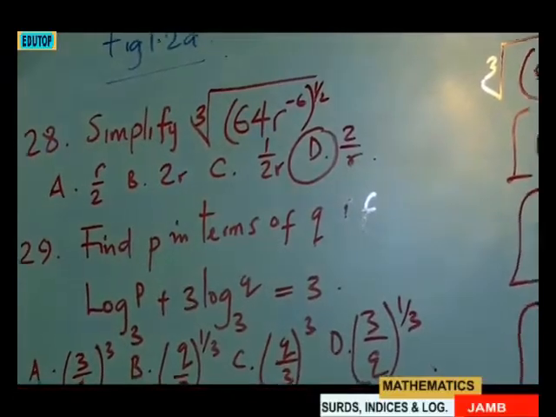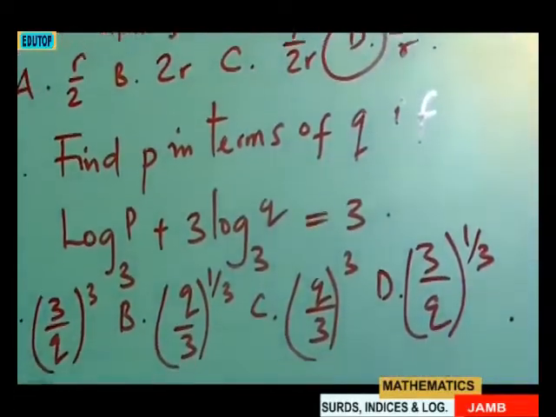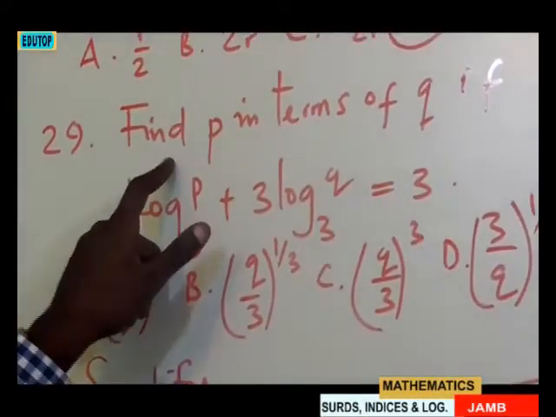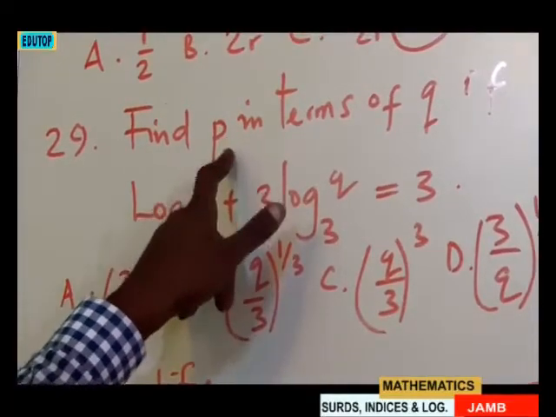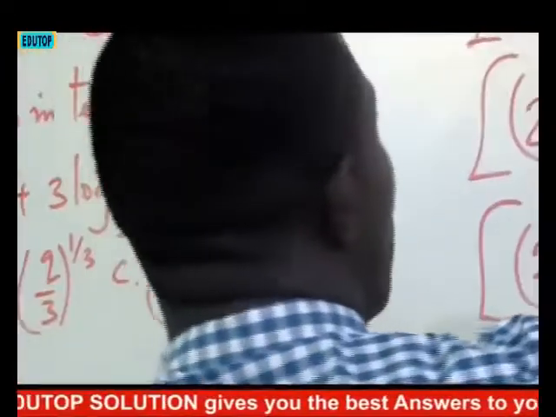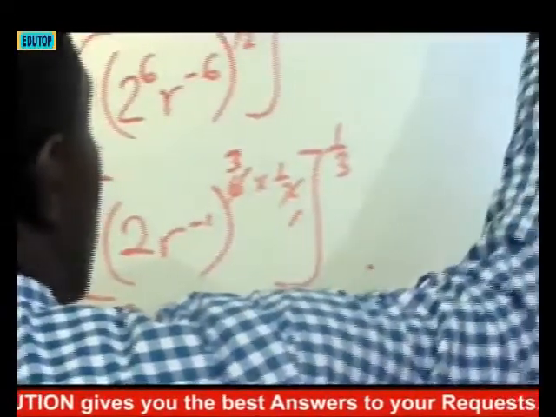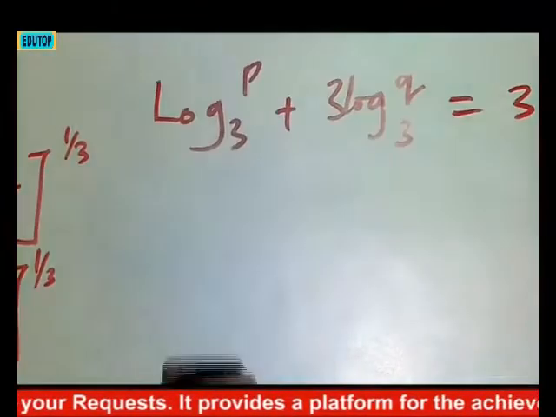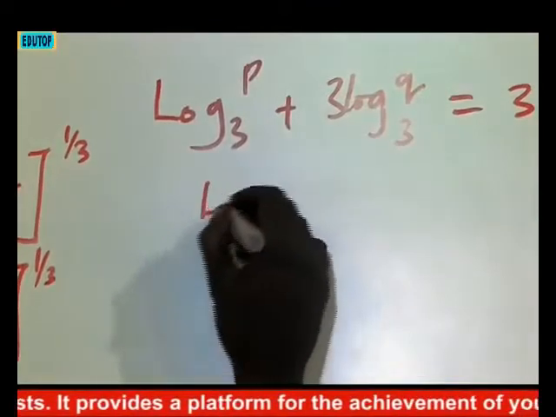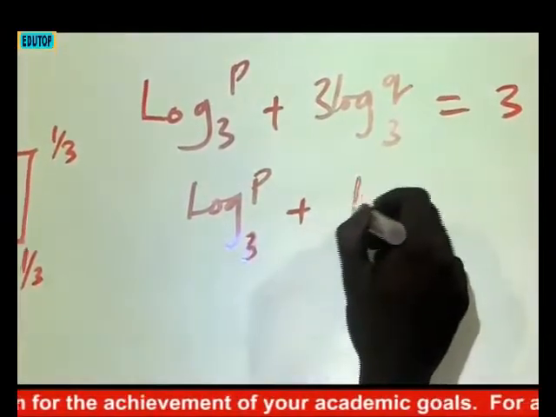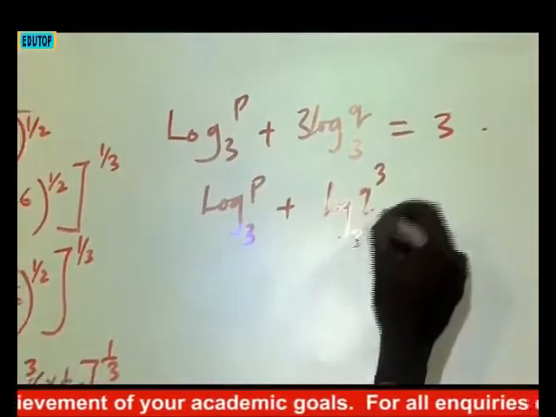The next question says find P in terms of Q if this is equal to 3. So in this situation, when a question is structured this way, it means you are meant to express P, or make P the subject of the formula. So in doing so, I have log P base 3 plus 3 log Q base 3 equals 3. The first thing I do is transfer this one back here. So I have log P base 3 plus, when this one comes, it becomes log Q raised to power 3 base 3 equals 3.